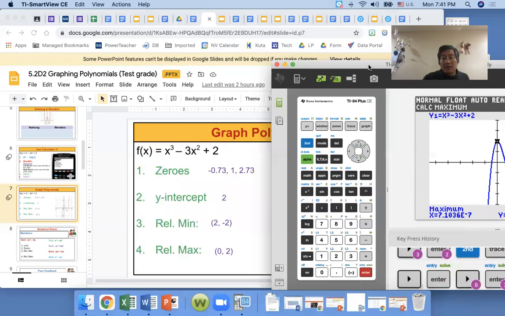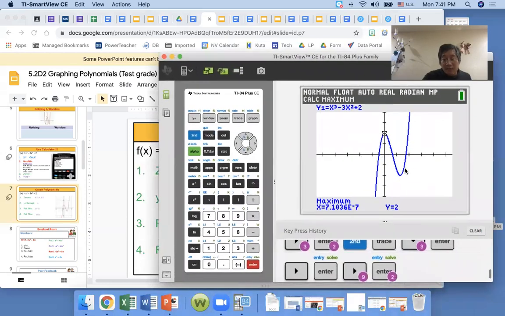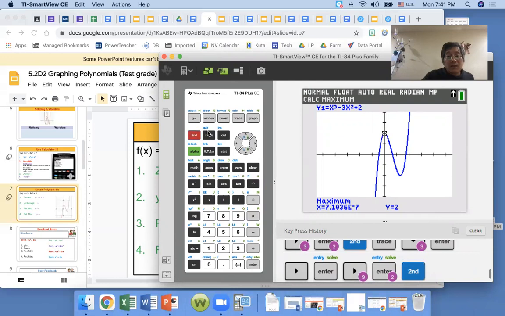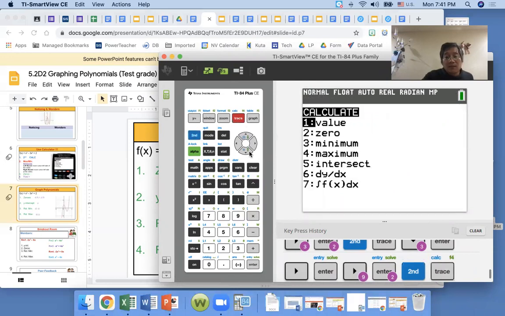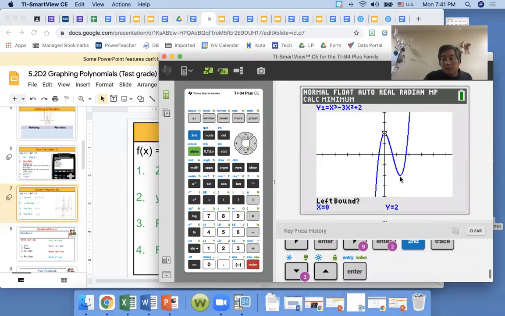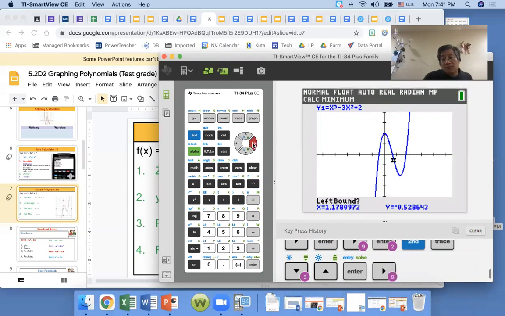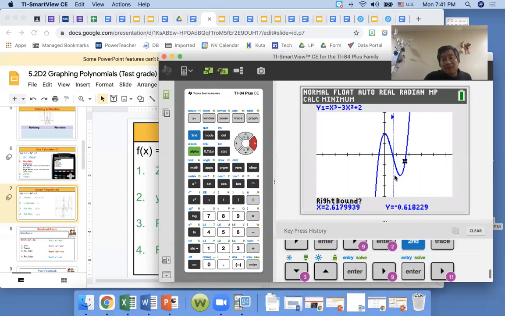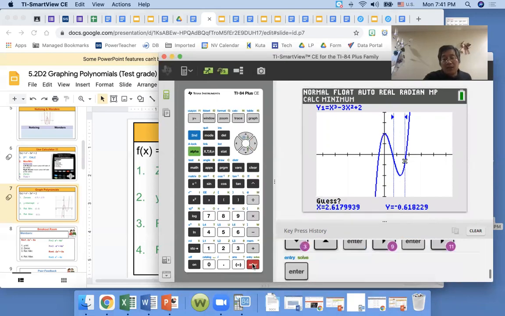Now, how do you find the relative minimum? Same thing. You second, trace, go, go, go. Oh, no, minimum, enter. And then minimum here. So you better move a little bit here. Go close. In the left bound, right? Left side, right? Enter. And then now right bound. You move the cursor to the right side. Now you passed. Right? So right bound, click, enter.